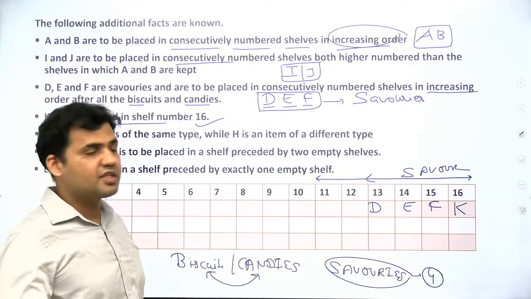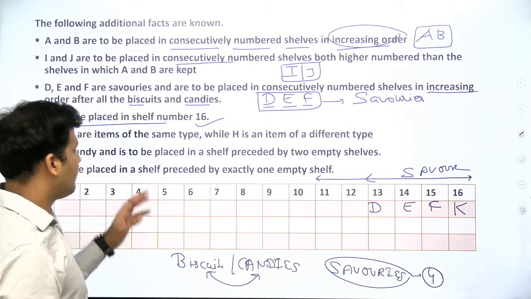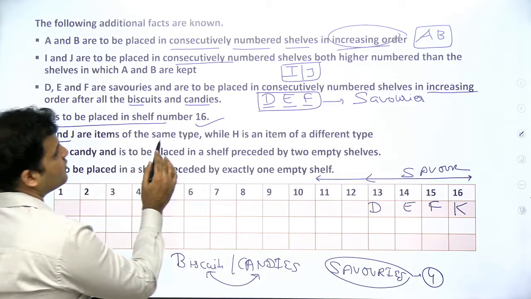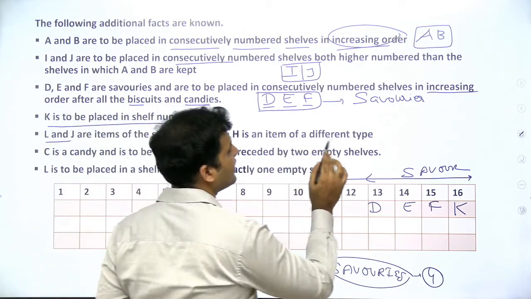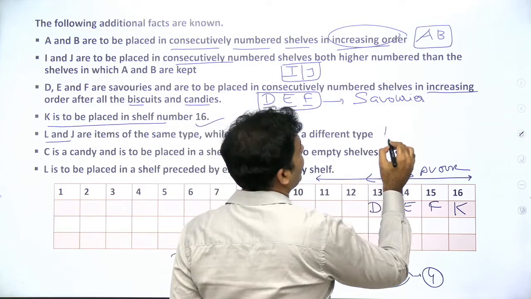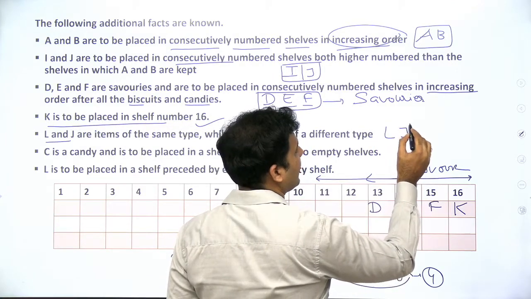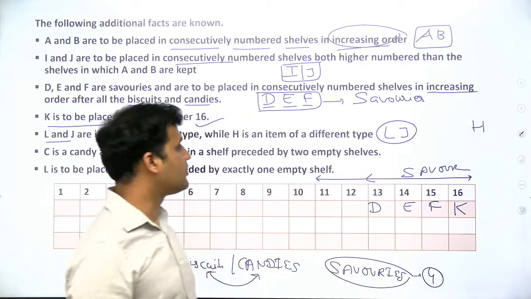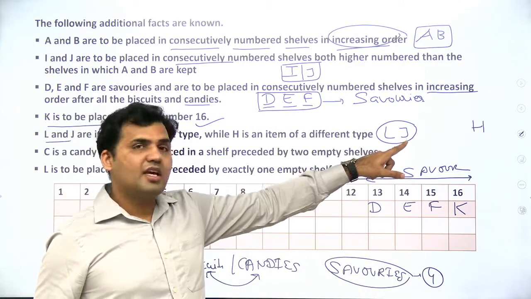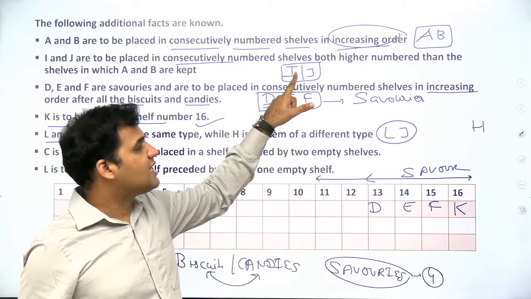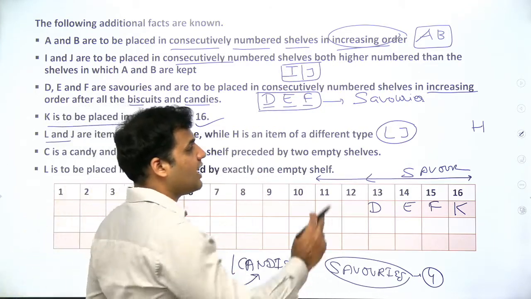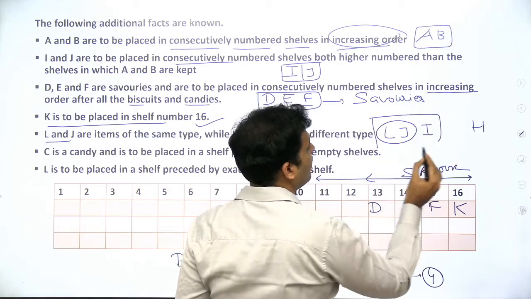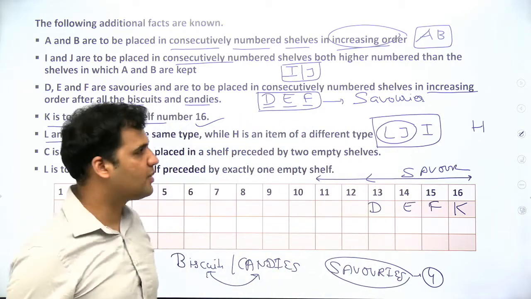Now we are left with biscuits and candies to be placed. If we move on further, L and J are the items of the same type, while H is an item of different type. Now you carefully observe, L and J are of same type. We already know that I and J are also same type. So can I say L, J and I are of the same type? All of these three will either be candies or biscuits.